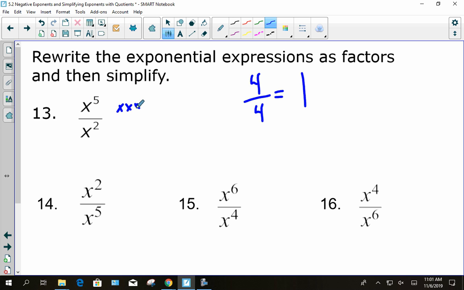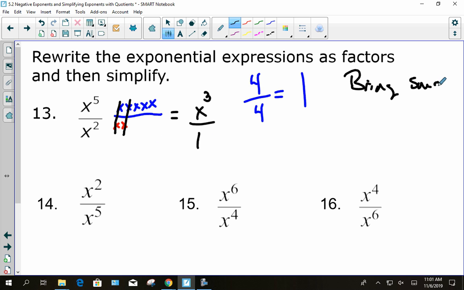How many x's do I have on bottom? So, each of these x's is going to cancel. How many x's do I have left? And is it on top or bottom? It's on top. That's what we're doing. But let me show you a simple way. Bring small to big.